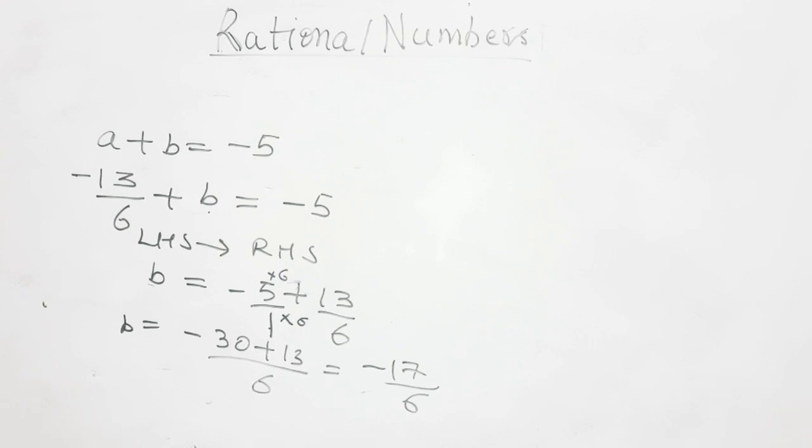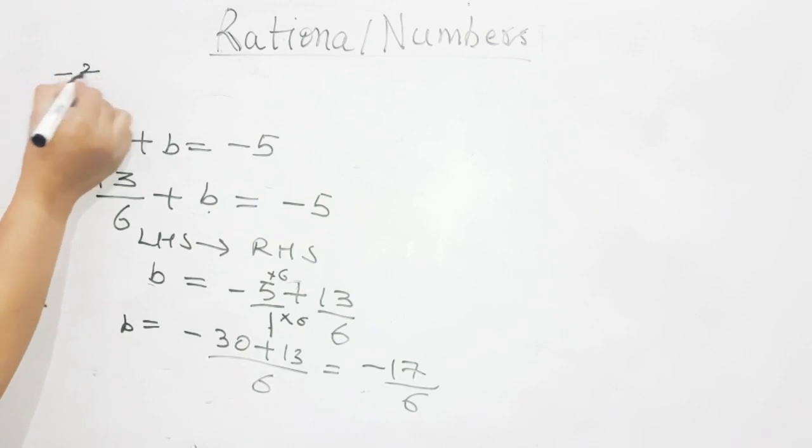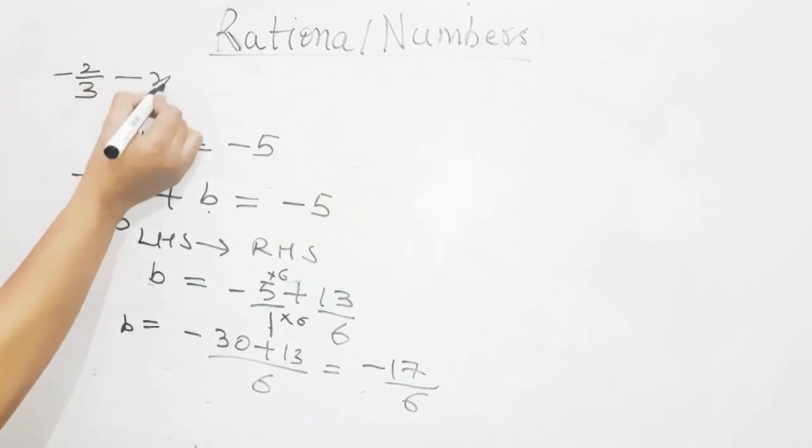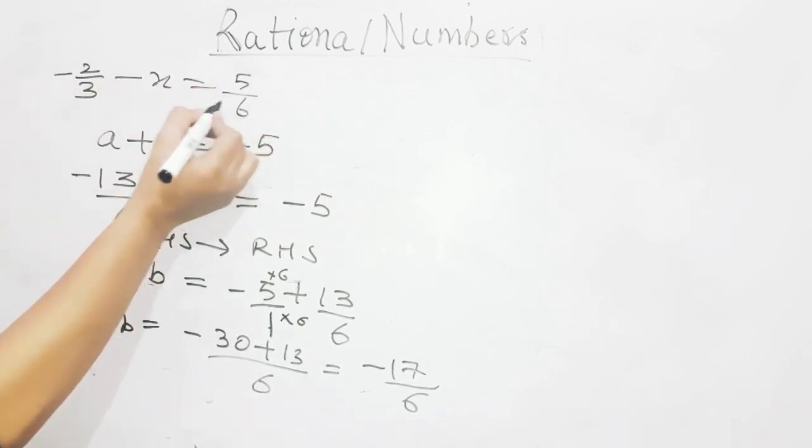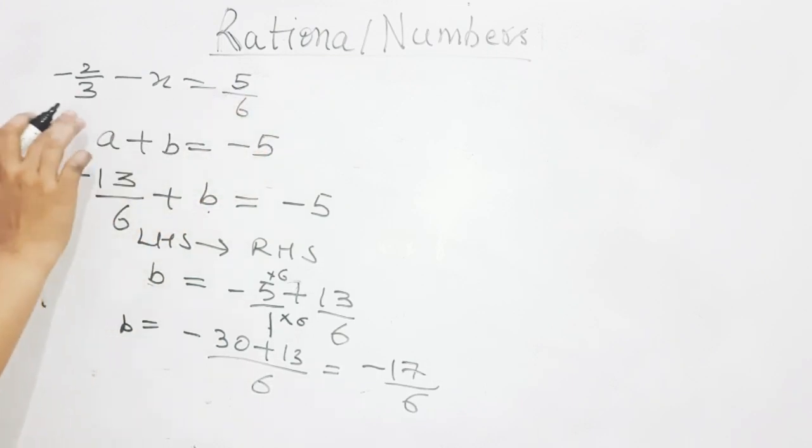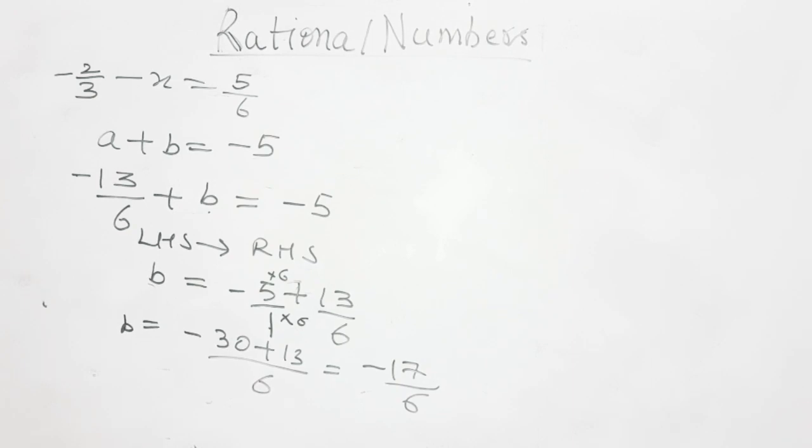Now one question which can come up is, what should be subtracted from minus 2 by 3 to get 5 upon 6? So you will write like this. What should be subtracted from minus 2 by 3 to get 5 upon 6? See, what should be subtracted from minus 2 by 3 so that we get 5 upon 6? What should be subtracted from minus 2 by 3?